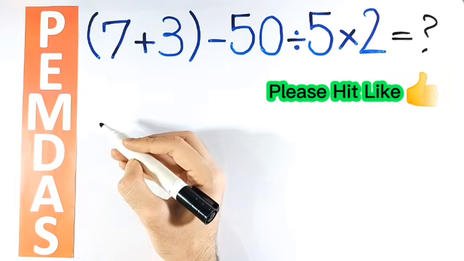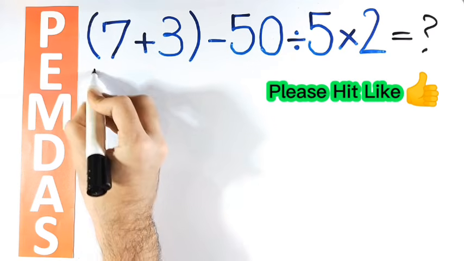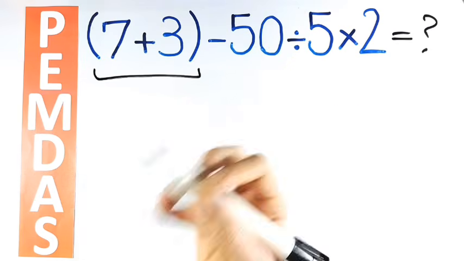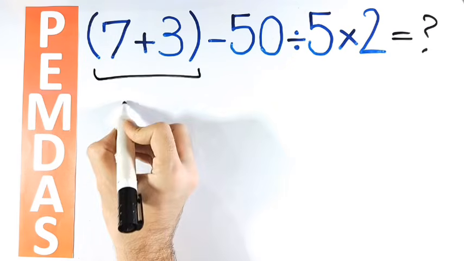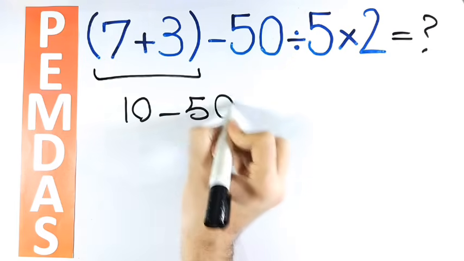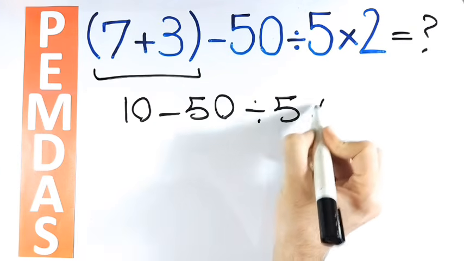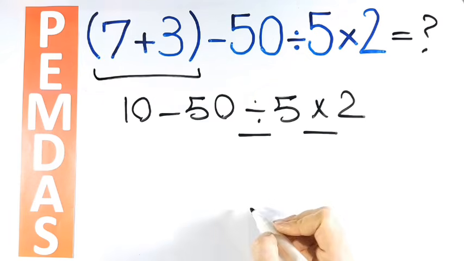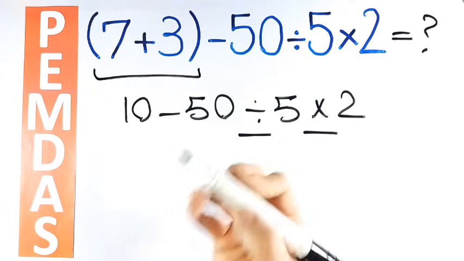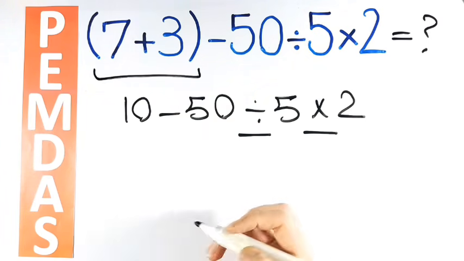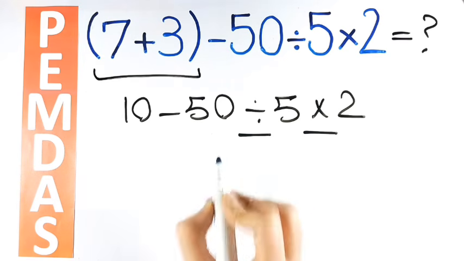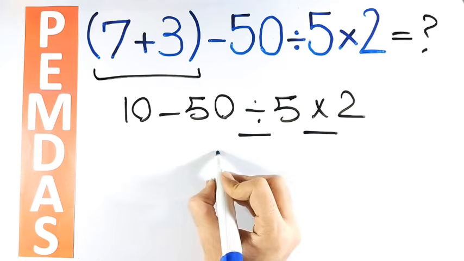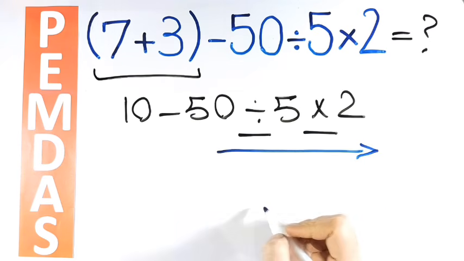According to the PEMDAS rule, first we go for the parentheses because parentheses have the highest priority than the other operations. So, instead of this expression, we can write 10 minus 50 divided by 5 multiplied by 2. And the next step, we go for the division and multiplication because these two operations have a higher priority than addition and subtraction. However, we must pay close attention that multiplication and division have the same level of priority and we must perform these two operations from left to right.